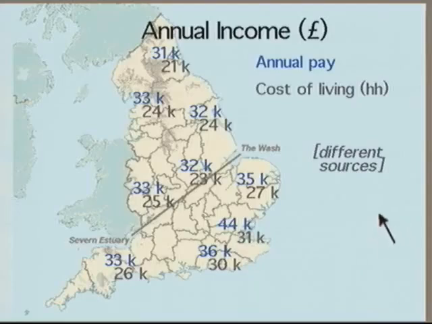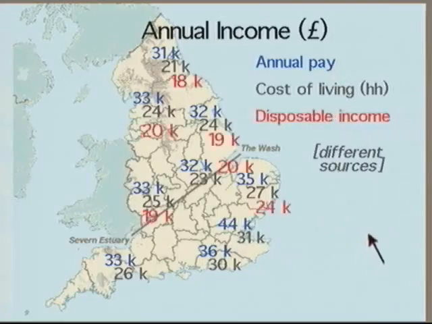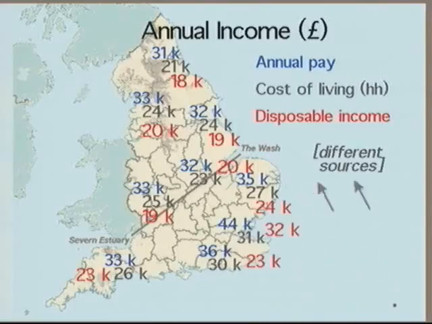Let's have another look at, from the same source as the annual pay, the disposable income. That tells a slightly different story. Still a divide between disposable income of 18,000 in the northeast and 32,000 in London, with all sorts of others in between. So it's difficult to define what a north-south divide is.